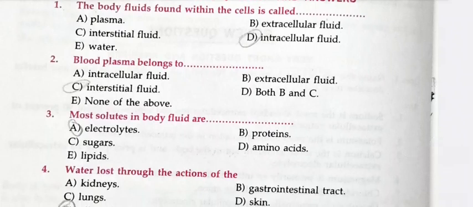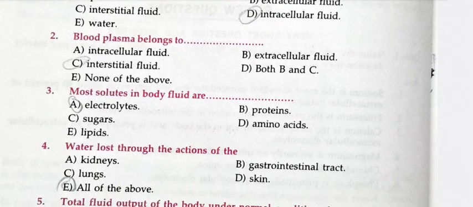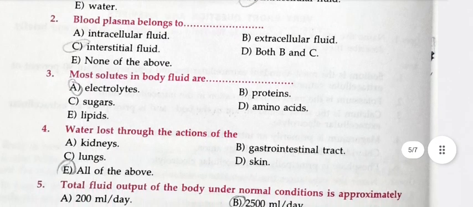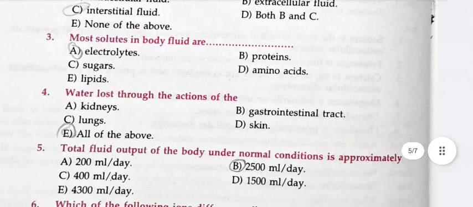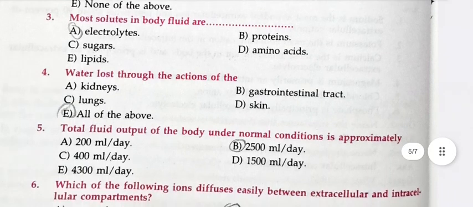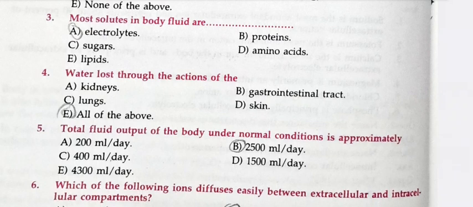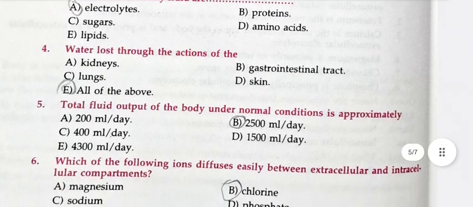Blood plasma belongs to not intra or extra, it is interstitial fluid. Most solutes in body fluids are electrolytes. Water is lost through the action of what? Kidneys, lungs, GIT and skin. This is not much important, you leave it.